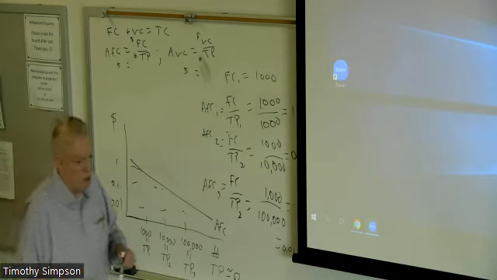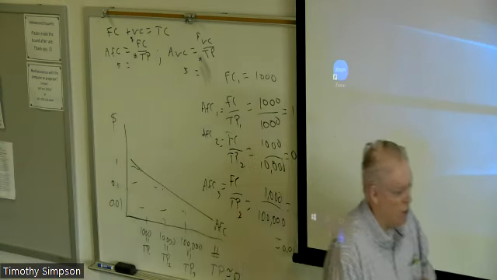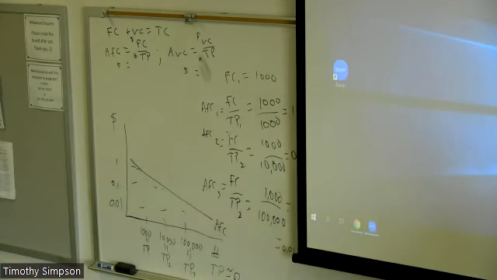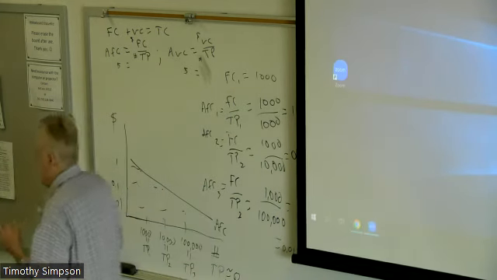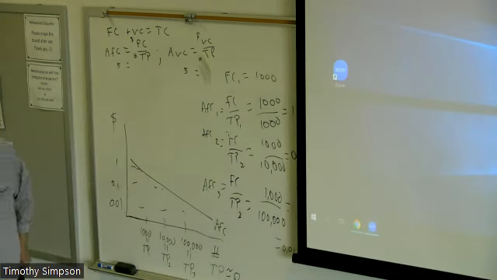And why does it go down over time? This is really the beauty of fixed costs, particularly in the short run. And that is, as you produce more output, the fixed cost portion of total cost goes down. So this is why we have very big firms that produce lots and lots of output.